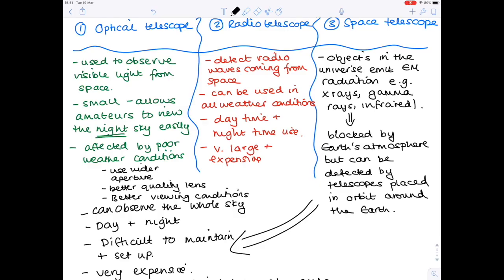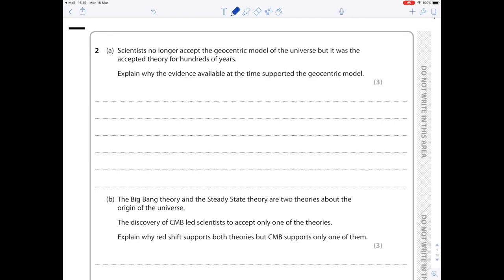And now we're going to look at some past paper questions because this topic is quite tricky and I want you to see the sort of questions they're going to ask. 2a. Scientists no longer accept the geocentric model of the universe, but it was the accepted theory for hundreds of years. Explain why the evidence available at the time supported the geocentric model.